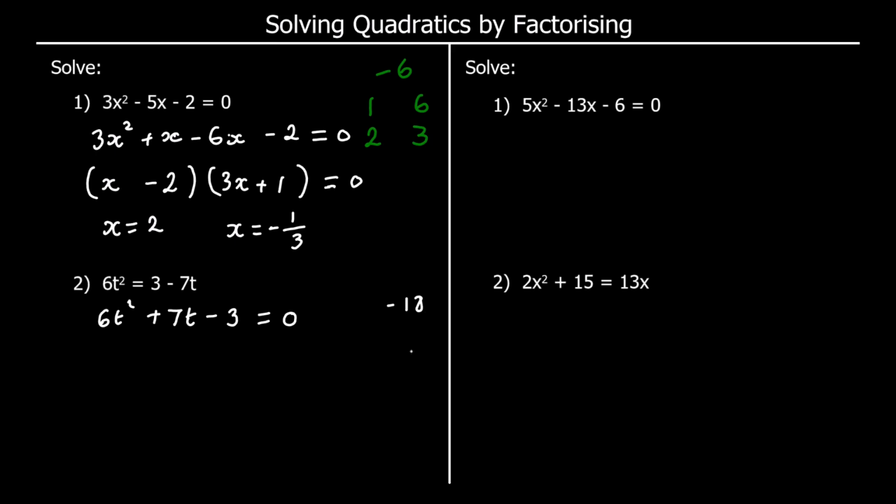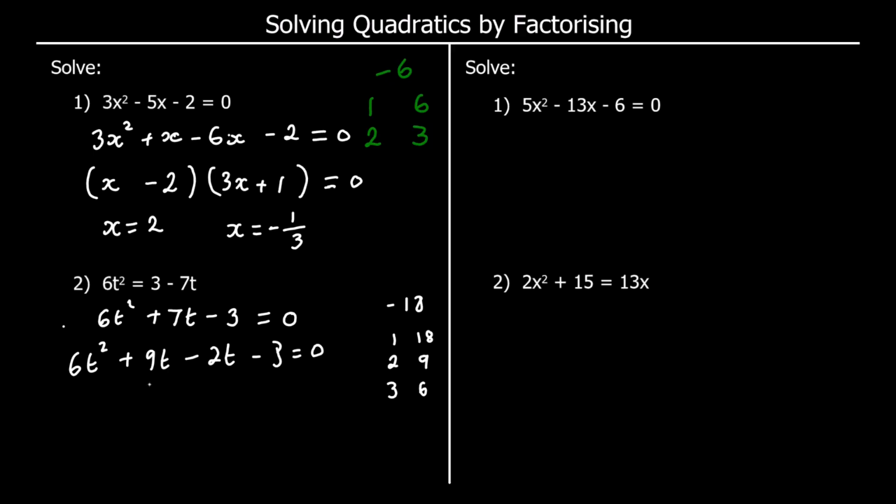Now a times c, 6 times 3, or 6 times negative 3, that's negative 18. What multiplies to make 18? 1 and 18, 2 and 9, 3 and 6. How can I make a 7? Plus 9, take away 2. So it's 6t squared plus 9t, take away 2t, minus 3 equals 0.